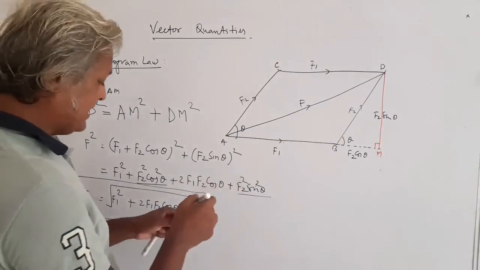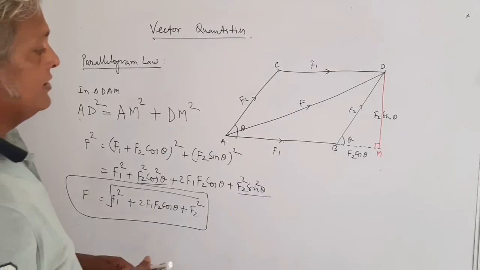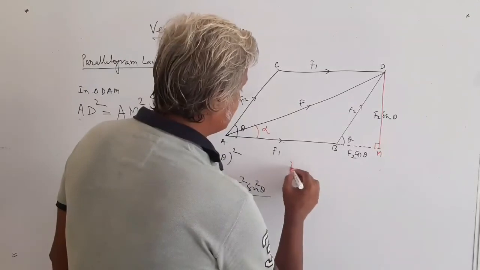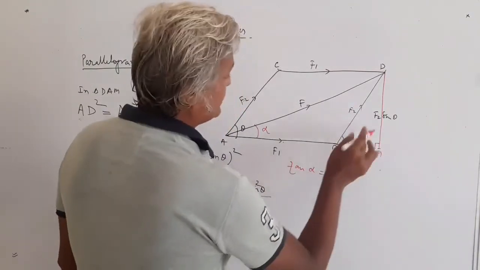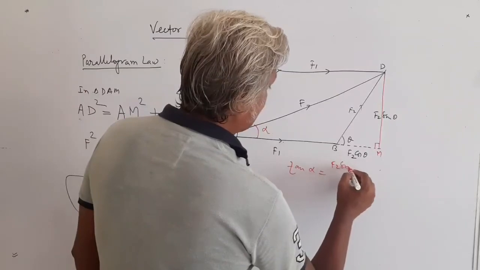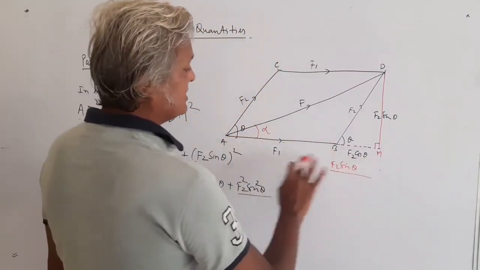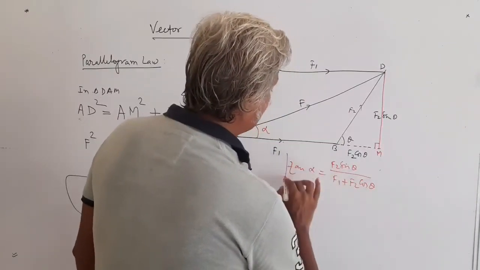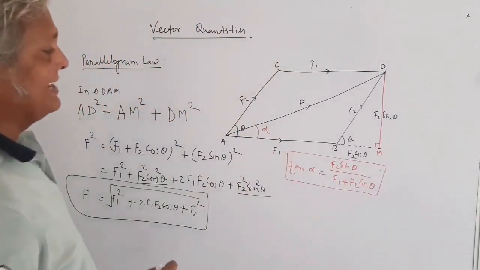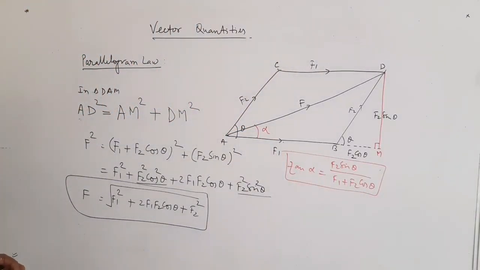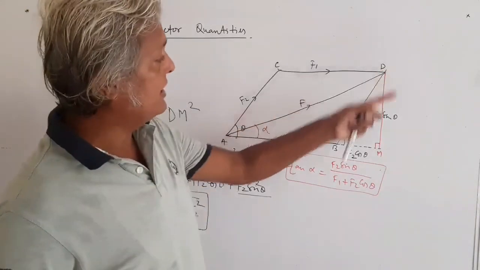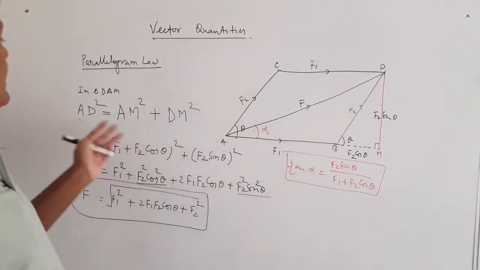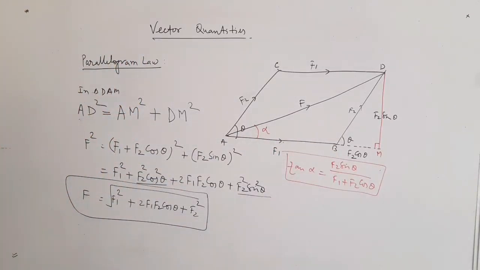Now if this is the resultant, what is the angle of the resultant vector with some known vector like F1? This is alpha. How can you find this? Again use the idea of trigonometry. Tan alpha is opposite, which is F2 sin theta, upon adjacent, which is F1 plus F2 cos theta. This gives you the angle alpha, which helps you find the location of the resultant vector AD with respect to the given known vector AB. And this is how the parallelogram law works.